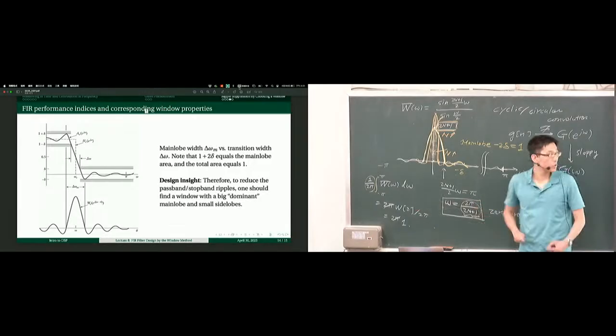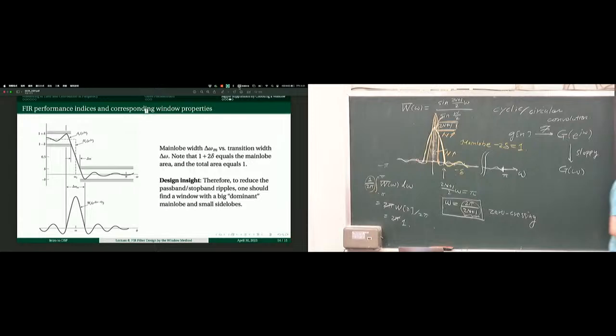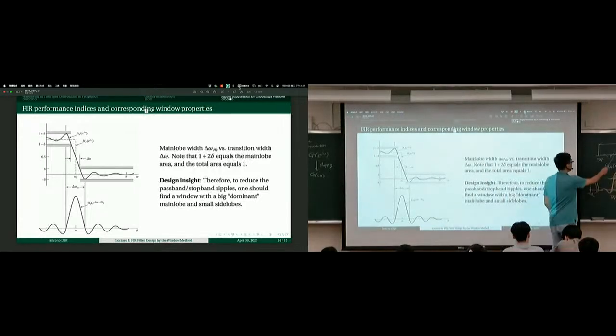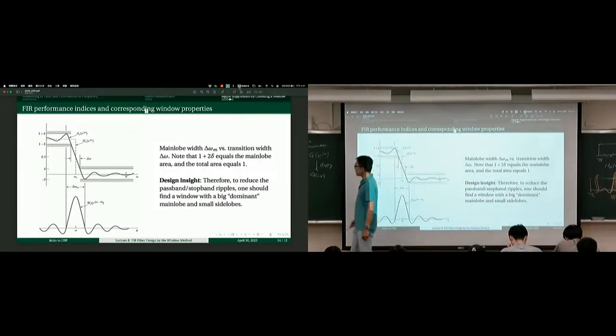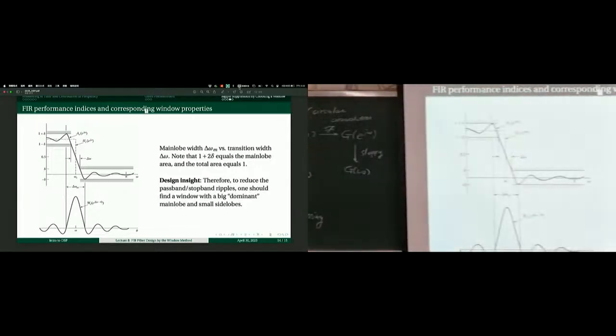If W0 is 1, and is W0 1? Yes, for a rectangular window, W everywhere is 1, right? So the area is actually 2 pi, but then in cyclic convolution, there's a factor of 1 over 2 pi. So therefore, when I say the area is 1, I mean after normalization. After normalization, the area becomes 1.